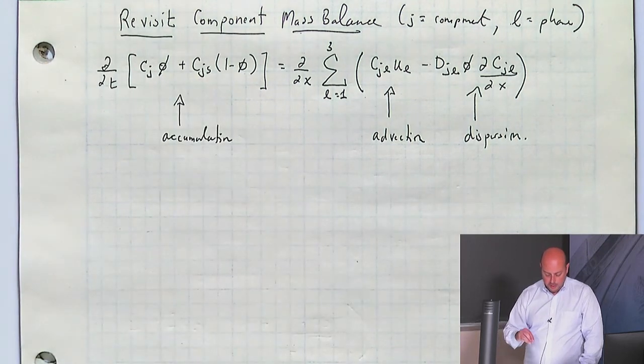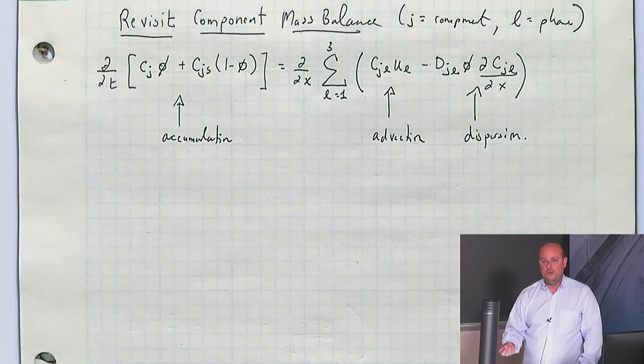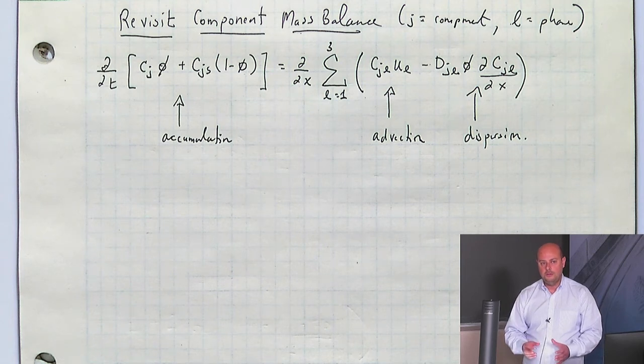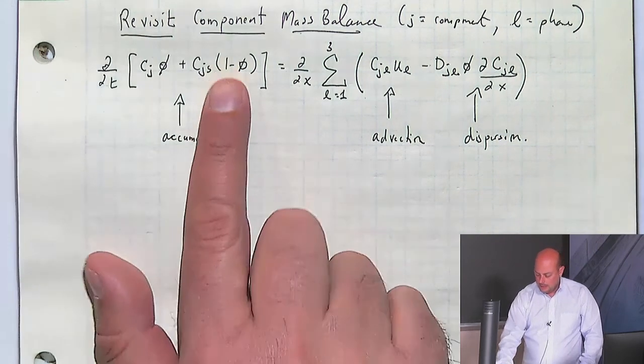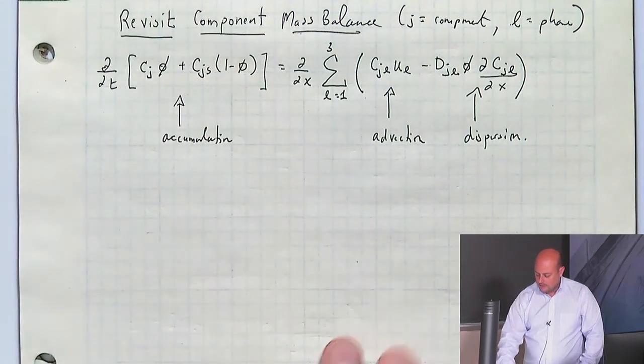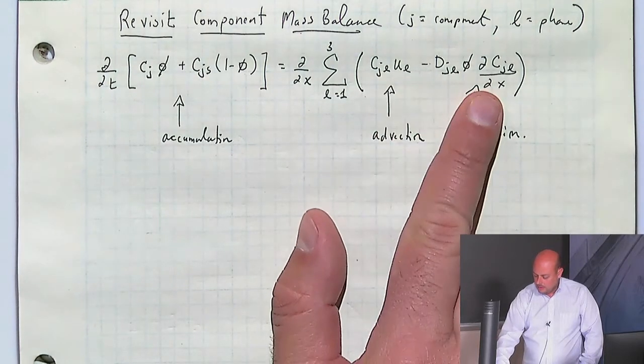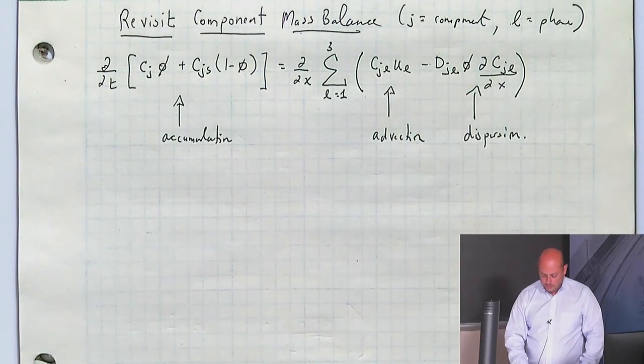Cjs is the amount of component J that is adsorbed onto the rock surface. So you could have some component that gets deposited on the rock surface and maybe it stays there. And this is on the rock, so it's 1 minus phi. We've got our advection term, and we've got our dispersive term.